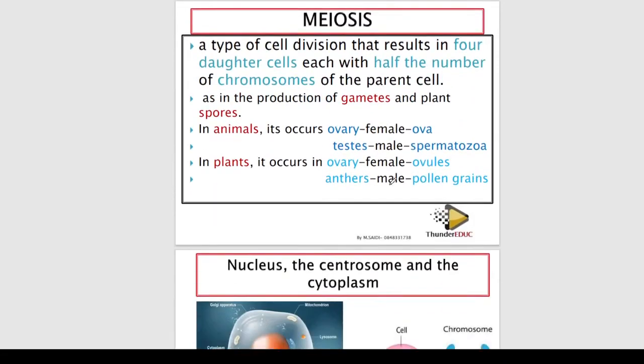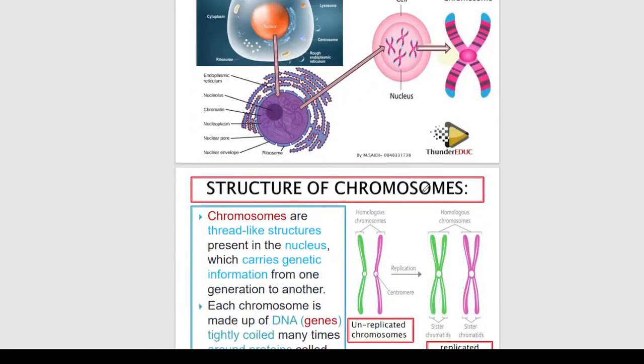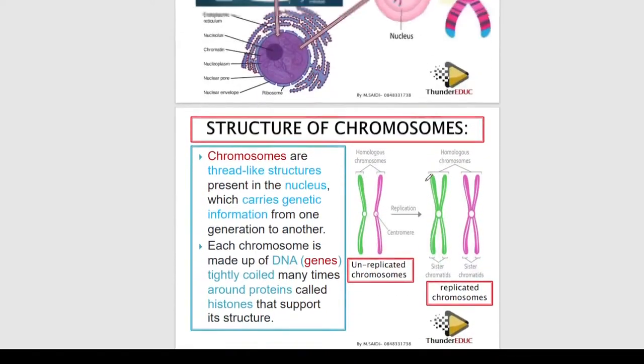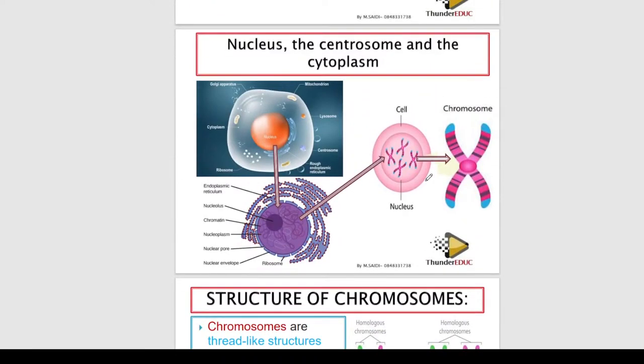Meiosis. Questions here, we talked about a lot. Where does it occur? You know that we said that in animals, ovary produce ova, testis produce spermatozoa in male, plants, ovary produce ovule, anthers produce pollen grains. That one confuses students.